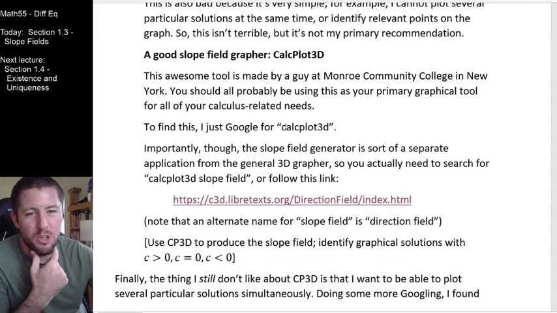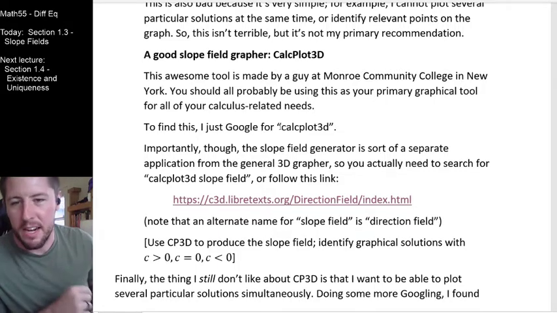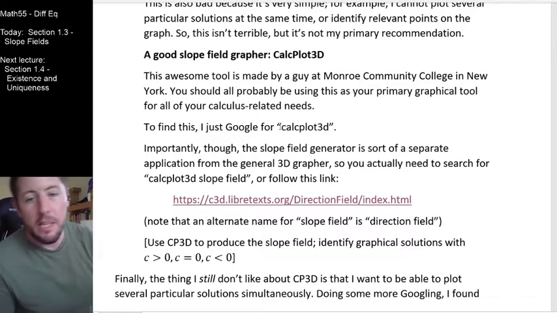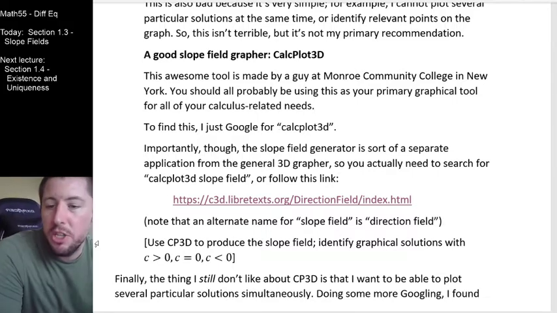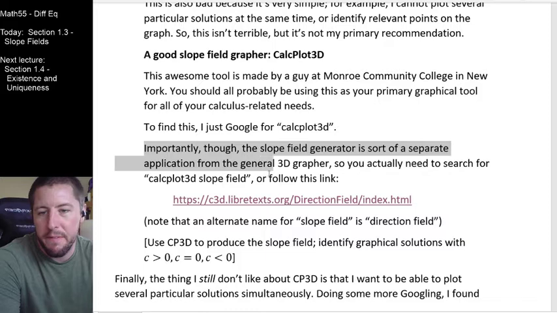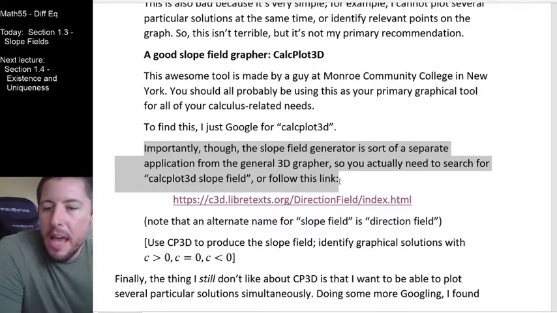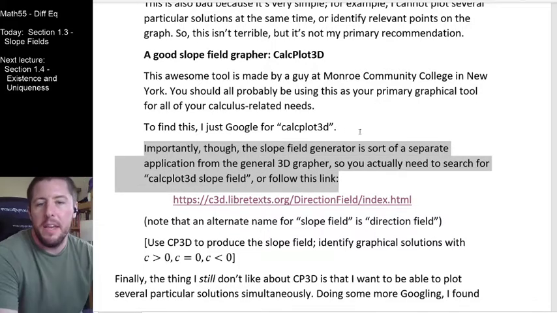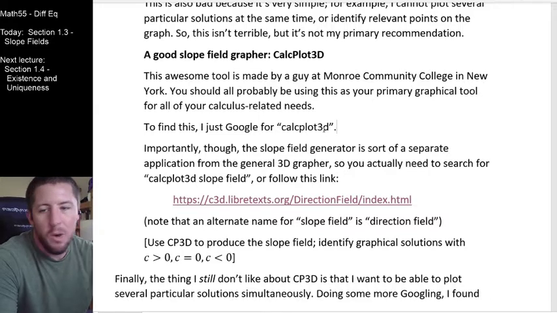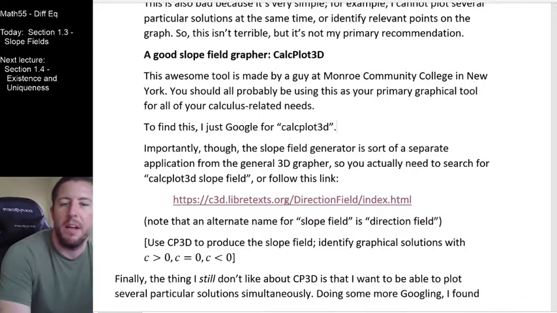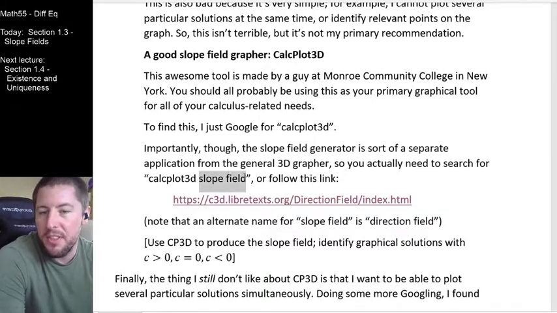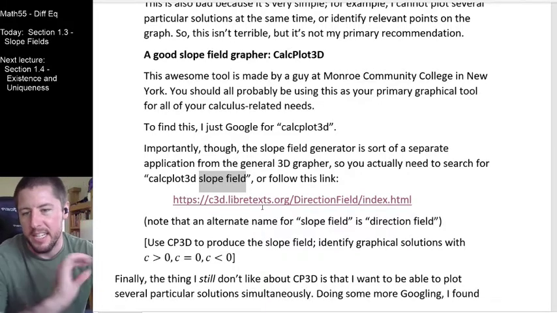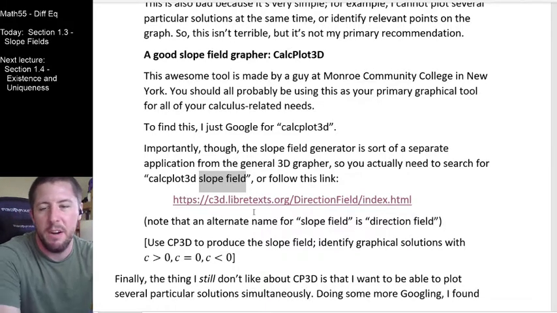To find this, I always just Google for CalcPlot 3D because it's at some kind of weird website. It's not just desmos.com. That's easy. Importantly, let's do this real quick because I want to show you guys. I'm going to say this paragraph and then I'll show you both versions. CalcPlot 3D as a standalone thing is really a 3D grapher. We're looking for a 2D grapher of some calculus concepts here. So it turns out that the slope field generator is actually a different applet, so we'll have to get there from a different place.